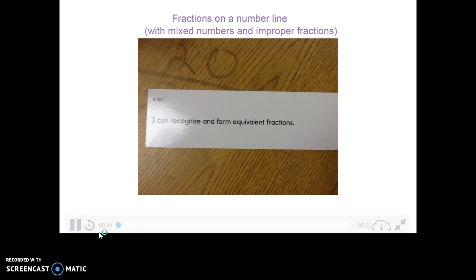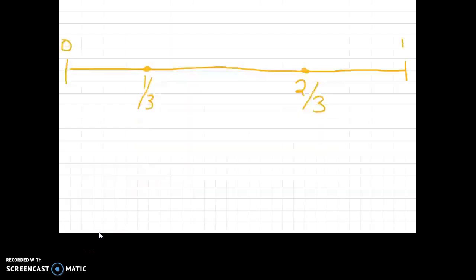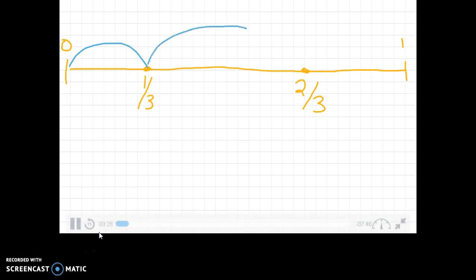The one thing I want you to realize is that we need to be able to do this in various forms. So what you see here is that I have a number line. My number line is divided into three sections. Here is section 1, section 2, and section 3. So it's divided into three equal parts if I were drawing it correctly.